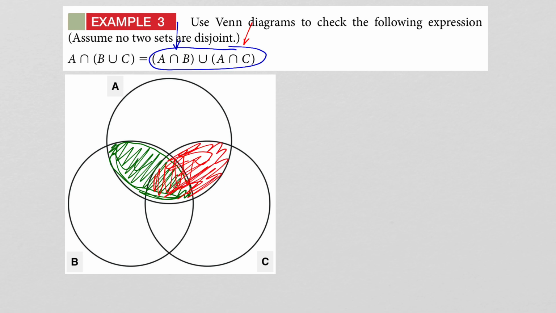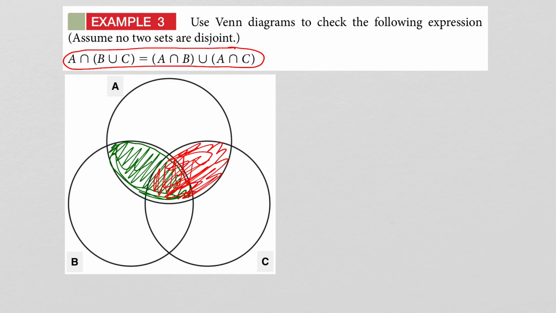So this is the intersection of A and C. And then if we take the union of these two sets, so if I join all this together, notice that this is exactly the same thing that we had shaded when we had looked at the left-hand side. So we can prove that these two things are algebraically equivalent by looking at their Venn diagrams.